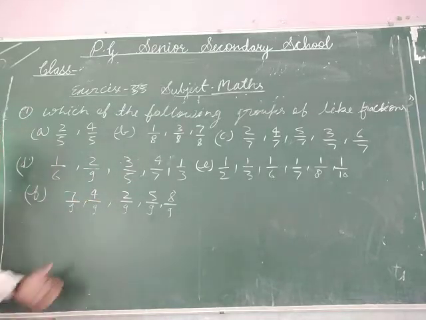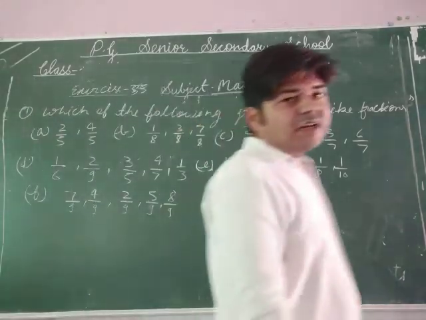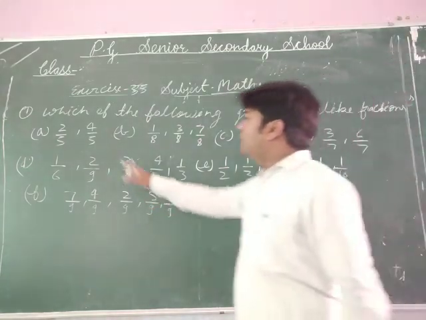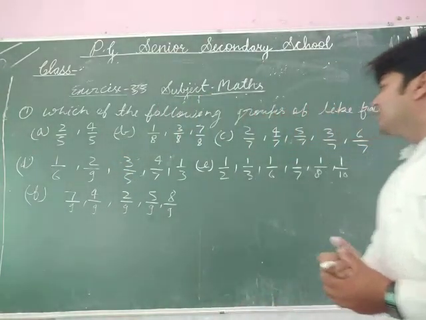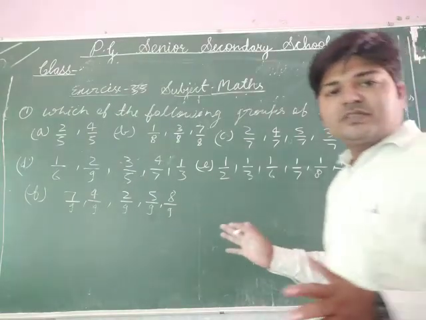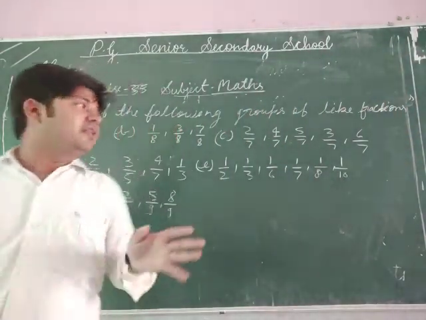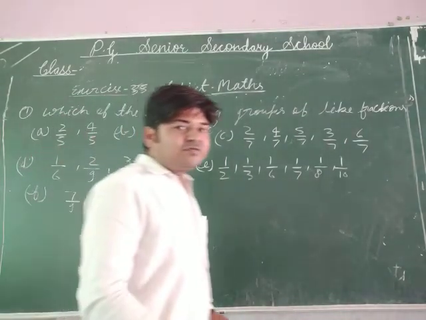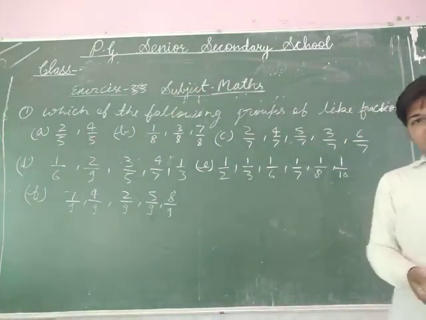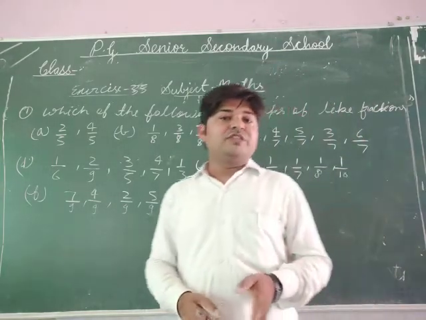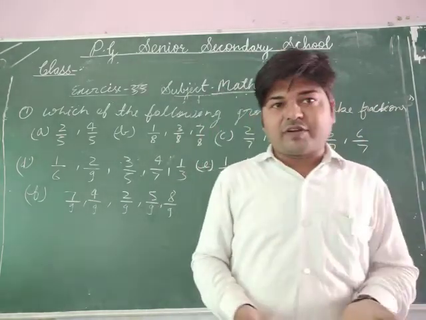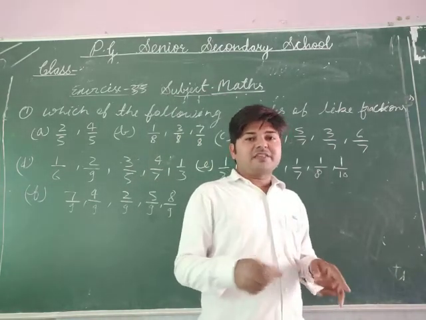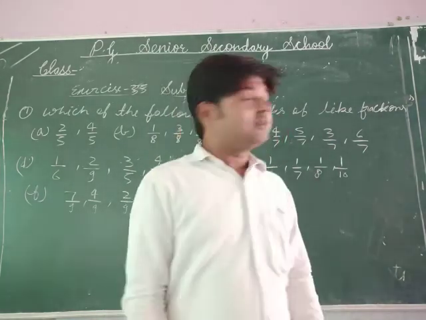So the first question of exercise 35 is: which of the following are groups of like fractions? So A, B, C, D, E and F. These questions are given in your book and you have to tell the like fractions. So what is a like fraction? Firstly, you should know, students, what a like fraction is. Fractions whose denominators are the same are called like fractions.